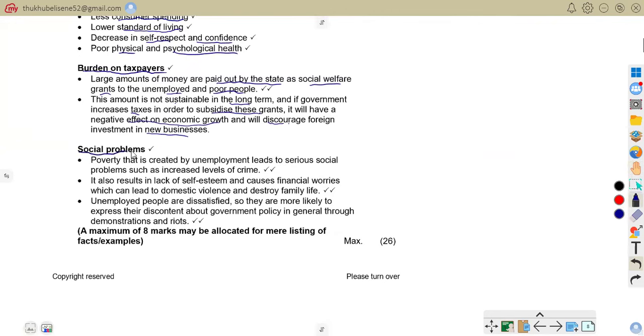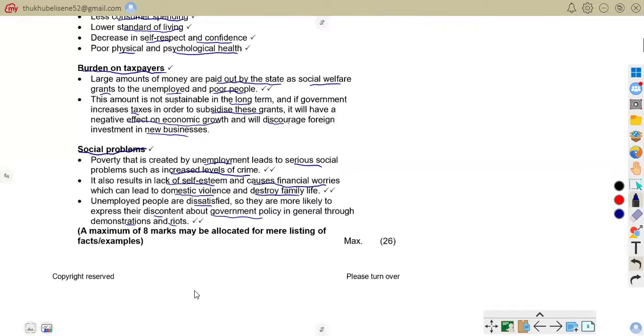Now we are on social problems. Poverty that is created by unemployment leads to serious social problems such as increased levels of crime. That is true. People tend to steal because they need to find something to eat. It also results in lack of self-esteem and causes financial worries, which can lead to domestic violence and destroy family life. Unemployed people are dissatisfied, so they are more likely to express discontent about government policy in general through demonstrations and riots.